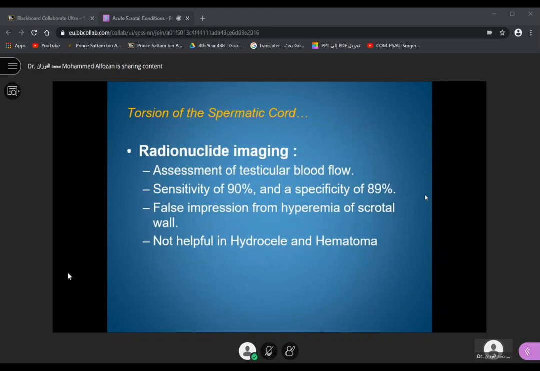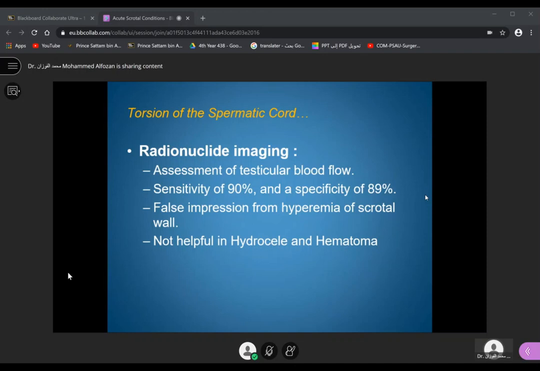So other tests, this is not readily available, not in every hospital, and it's time consuming. It confirms the diagnosis, but we never used it, and it will never be used. It's expensive, but it's for theoretical and research purposes.